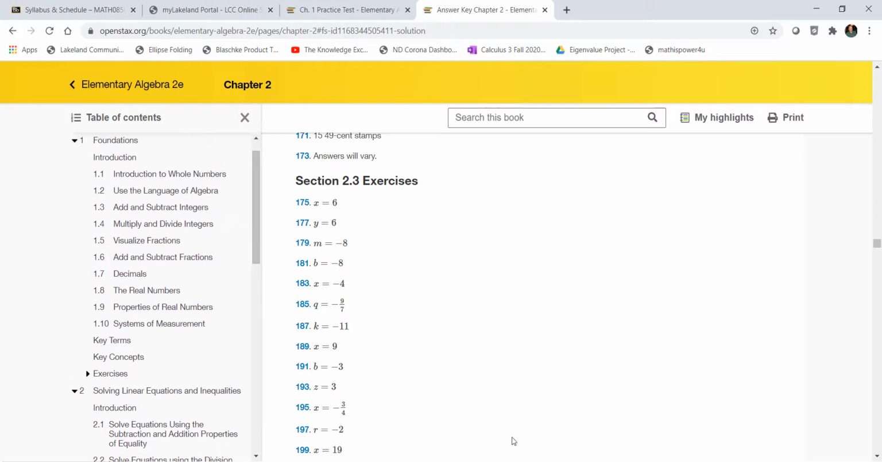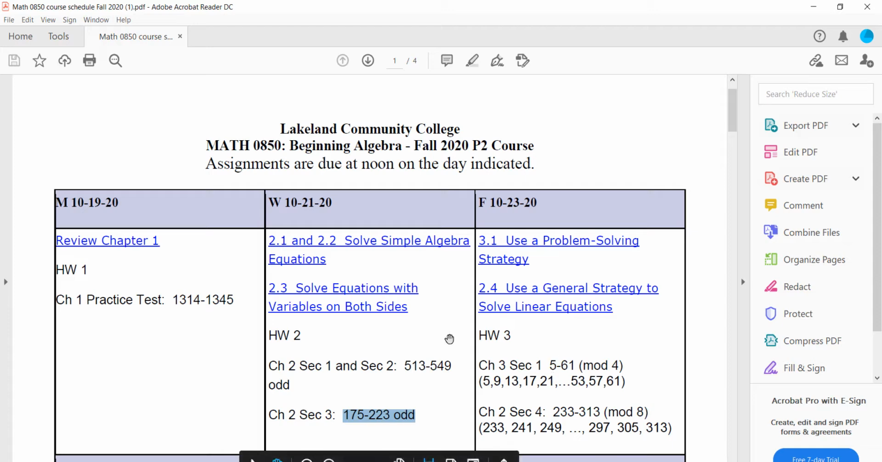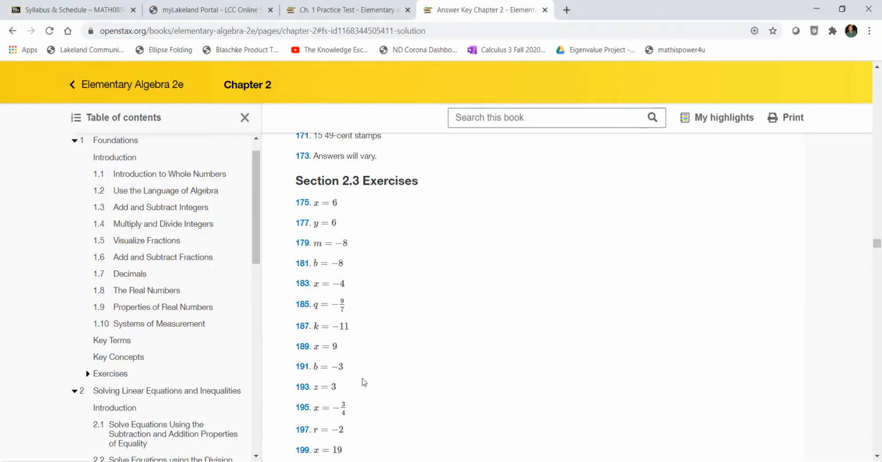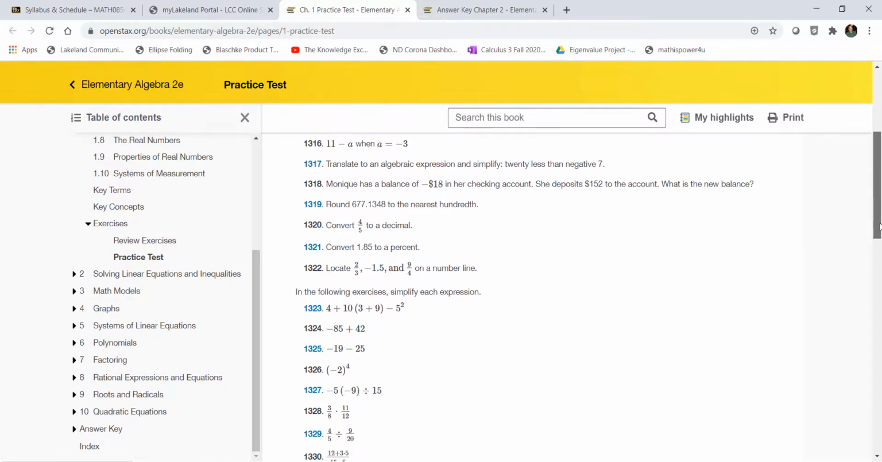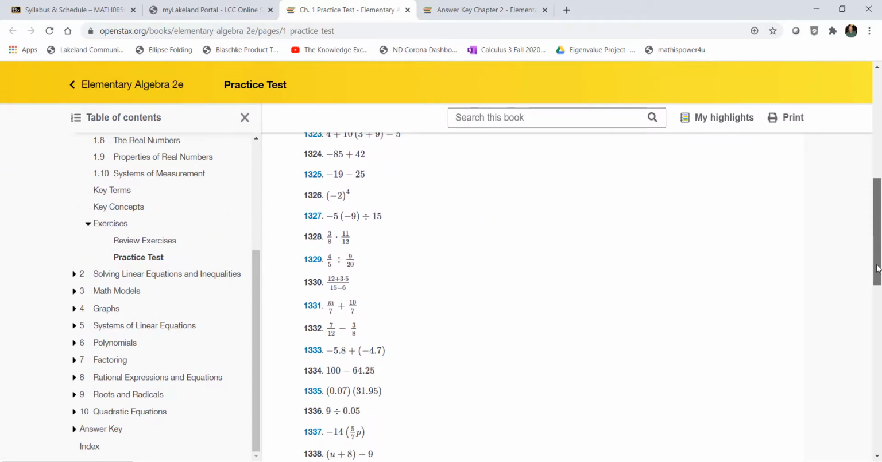And so what I did, let me go back to the calendar. You'll notice that the very first day of class, I'm asking you to take the Chapter 1 practice test. I said 1314 to 1345. These numbers, basically, you go through the whole chapter and the numbers get very big by the time you get to the end. So the Chapter 1 practice test is the last thing they have. So I said, starting with problem 1314, I think you should be able to do most of these things really before the course even starts.